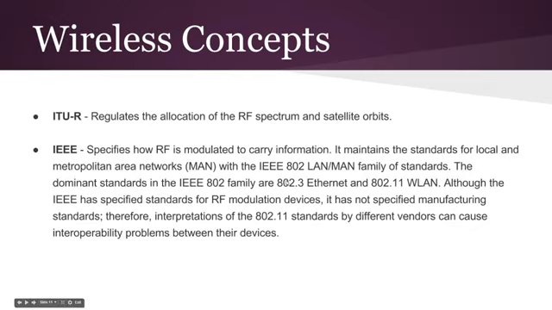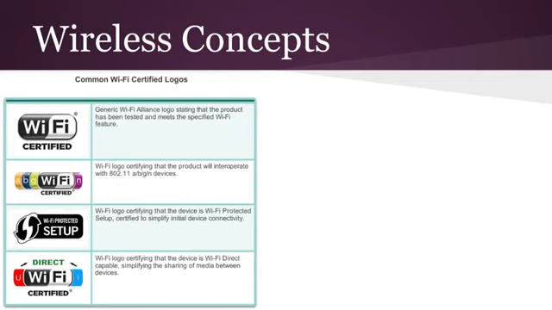Now, the ITU-R regulates the allocation of the RF spectrum and satellite orbits, and the IEEE specifies how the RF is modulated to carry information. It maintains the standards for local and metropolitan area networks with the IEEE 802 standard that we're all familiar with. The 802.3, that's Ethernet, and the 802.11, that's referring to wireless LANs.